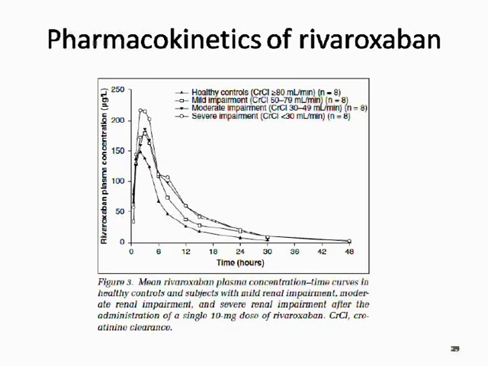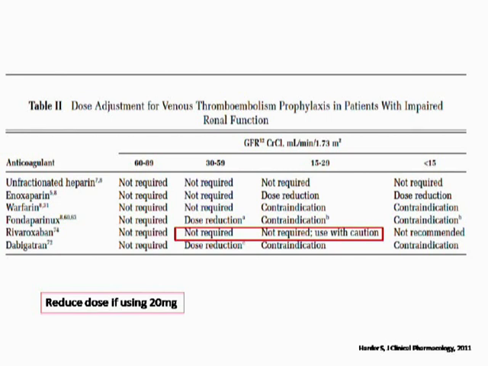And rivaroxaban, you can see there are changes, but to much less degree with change in renal function. And apixaban also is much less influenced by renal function. So when we look at this and what's recommended by HARDA in the Journal of Clinical Pharmacology, unfractionated heparin, no dose change. Enoxaparin must have significant dose reduction. And warfarin, they agree with the sort of data they're looking at, contraindicated.